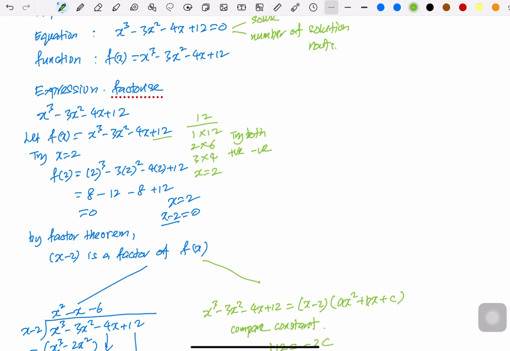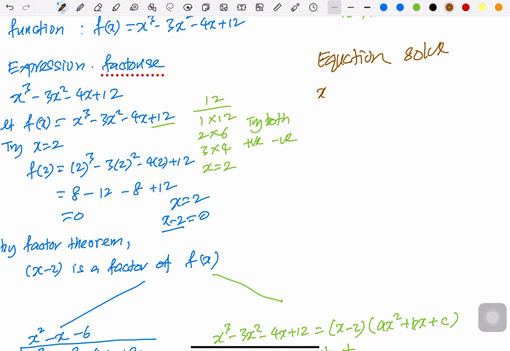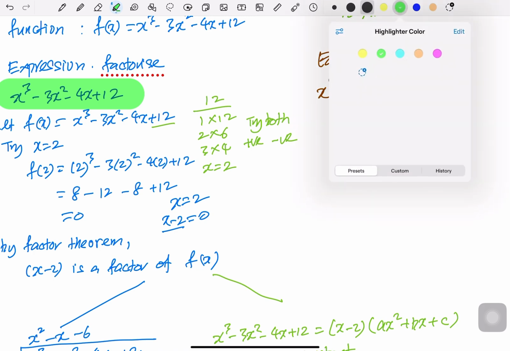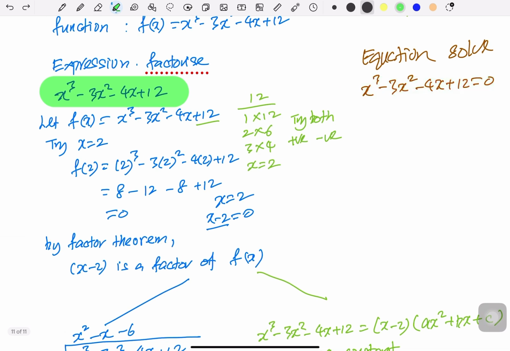Okay, so next, how about equations? For equations, I always ask you to solve. Okay, to solve equations, let's see the equation itself. It looks like this, right? So these are expressions, and these are equations. So expressions are like this, equations are like this, right? Let me use a different color. Equation is like this.